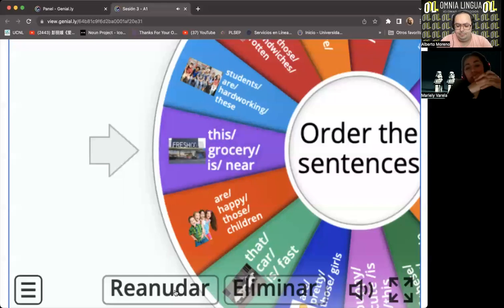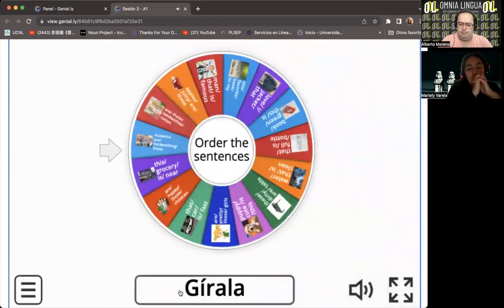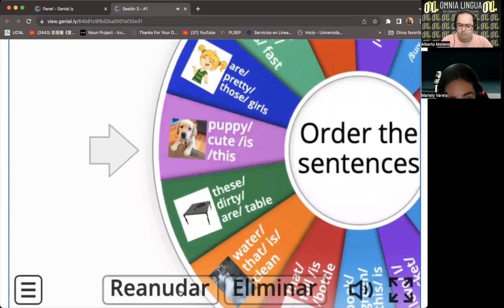So this grocery is near. Está cerca. Next. This is the last one. Listo. So, poppy, this puppy is cute. Very good.